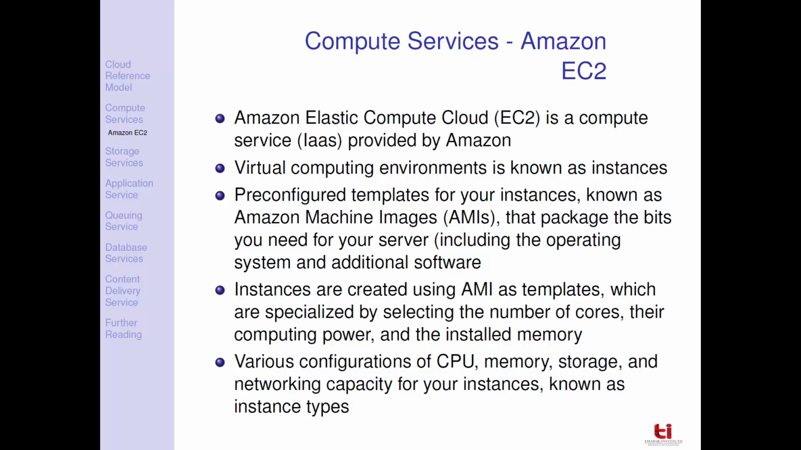So Amazon Machine Images are basically templates from which it is possible to create a virtual machine. And from where can these templates be obtained? These are basically stored in Amazon's Simple Storage Service, Amazon S3, and they are identified by a unique identifier. So if that unique identifier is known, then using that template, a similar virtual machine can be created and allocated to the user who has demanded it. Instances are created using an AMI as a template, which are specialized by selecting the number of cores, their computing power, and the installed memory.